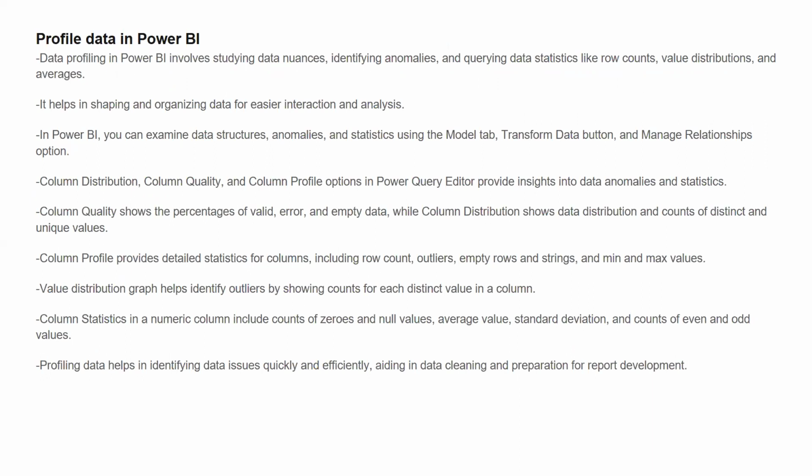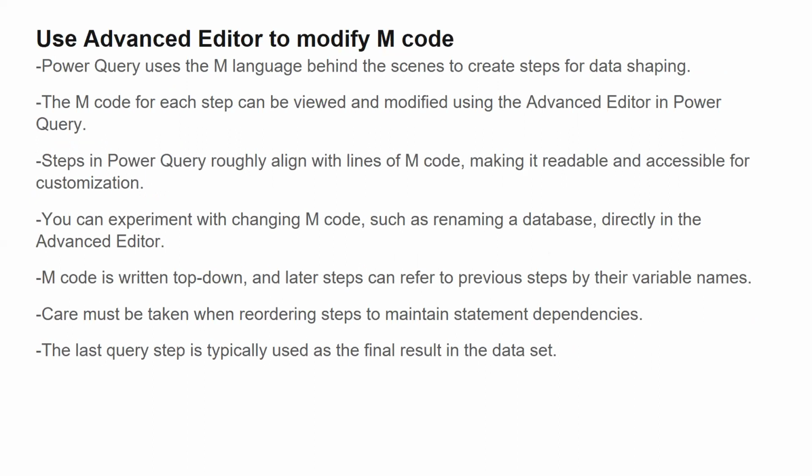Then you can also profile data in Power BI. So you need to know rows and columns, and you understand that. What is a string? You understand that, right? Outliers: something that is out of range or out of line in your Power BI, right? Then use the Advanced Editor to modify M code.